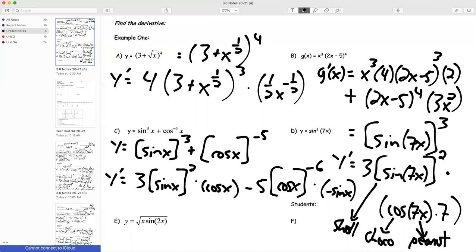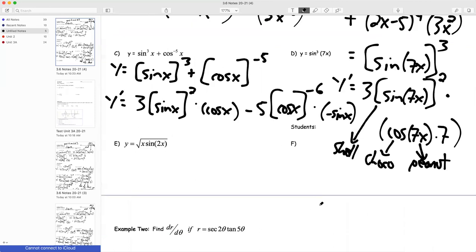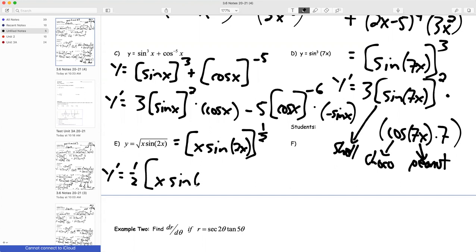Let me do another example. I have the square root of x sine of 2x. So I'm going to write this as x sine of 2x raised to the 1/2. So I'm going to take the derivative, y prime. The 1/2 comes out front. The x sine of 2x comes down. I subtract 1 from my exponent. 1/2 minus 1 is negative 1/2.